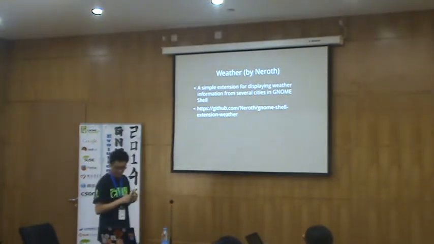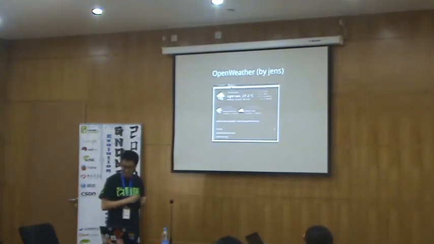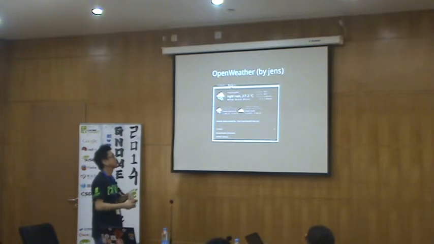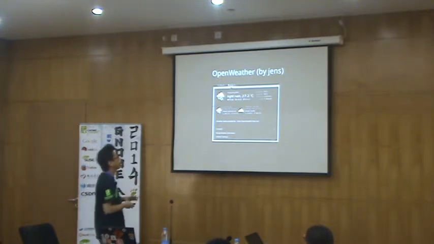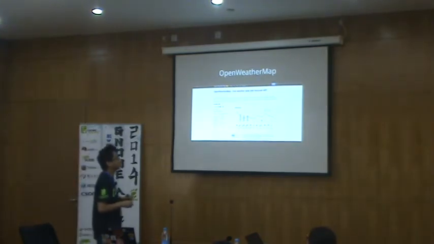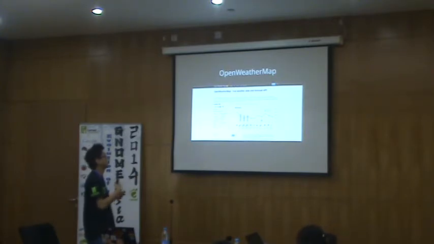So you can find it on GitHub as well. So time is ticking, so I speak very fast. And another one is Open Weather. Actually, the UI is very similar to the Weather one, but all of the data is coming from openweathermap.org, which is a free weather data and forecast API provided by a lot of public organizations. So you can use that API to get weather data from different cities.